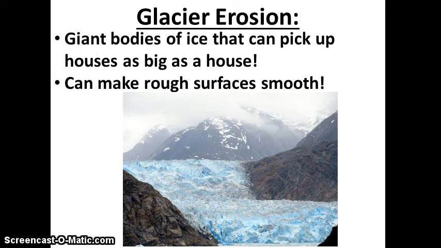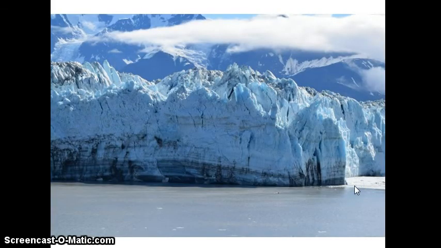But we don't see those glaciers in more tropical areas, so while they do have a large effect on the surface of the earth, it is only in those areas closer to the poles where they do have a huge effect. Okay, we can see the glaciers here.